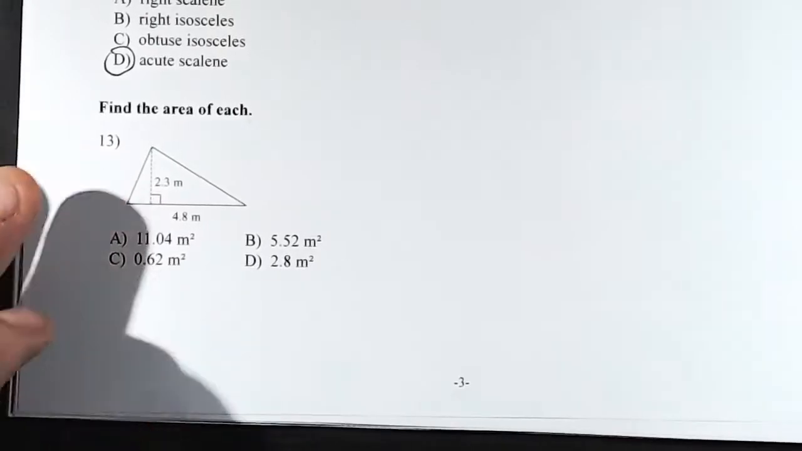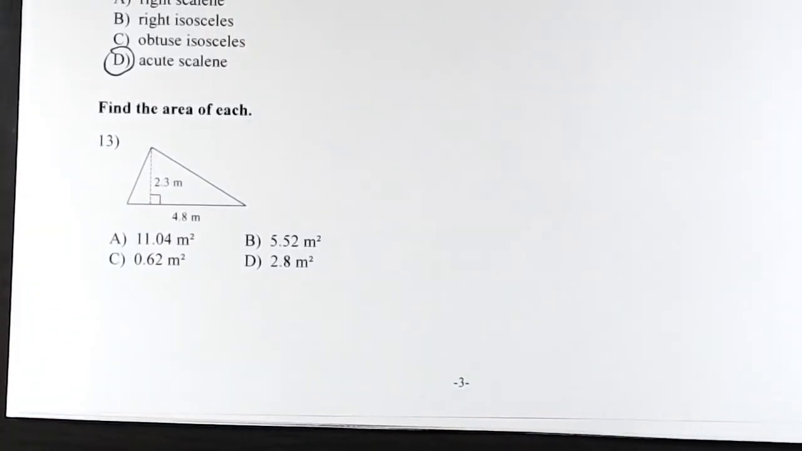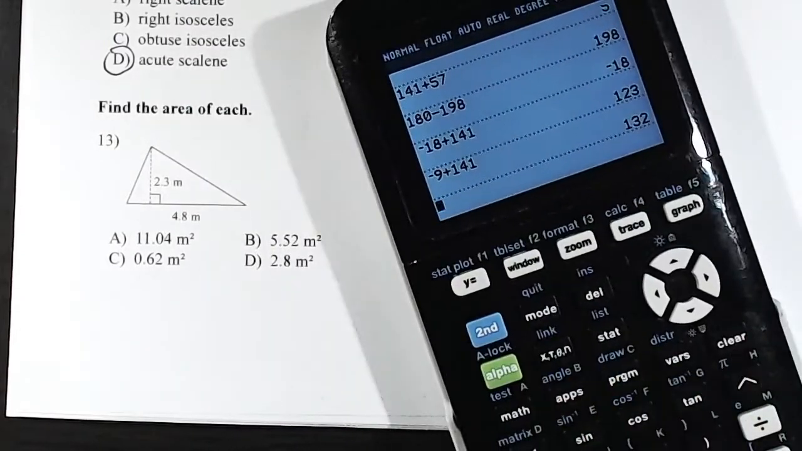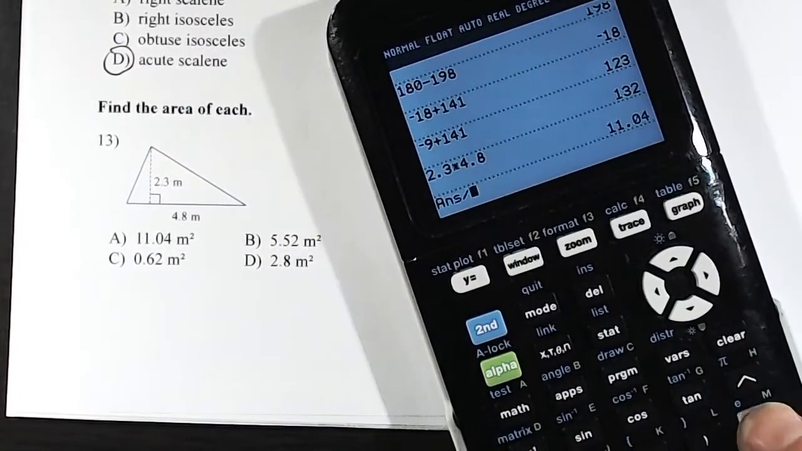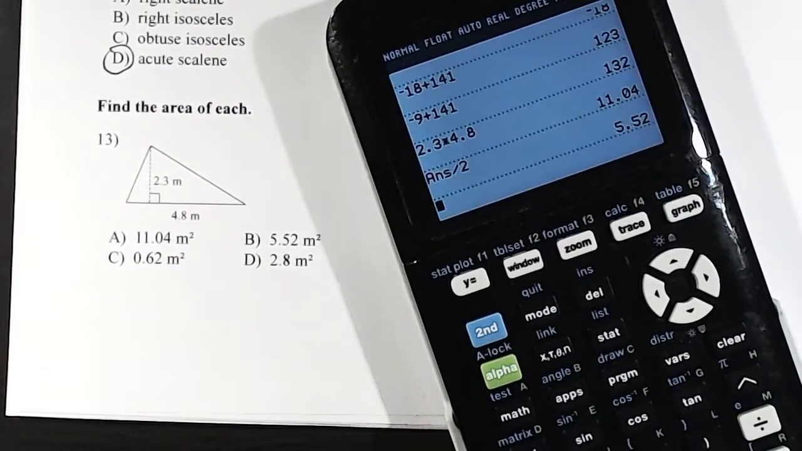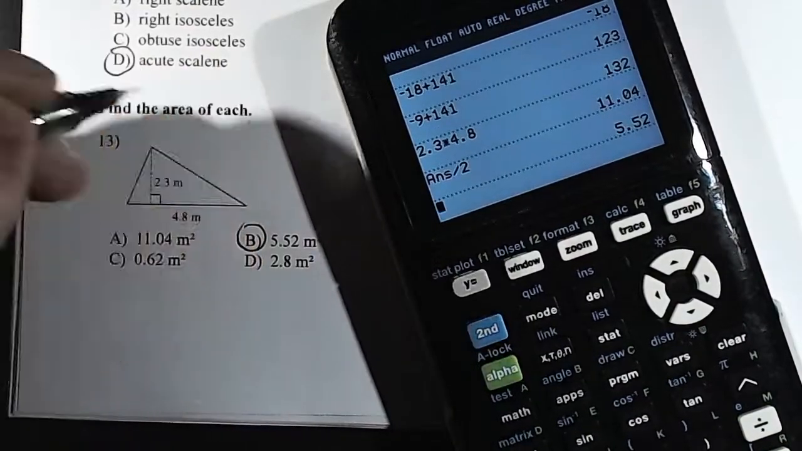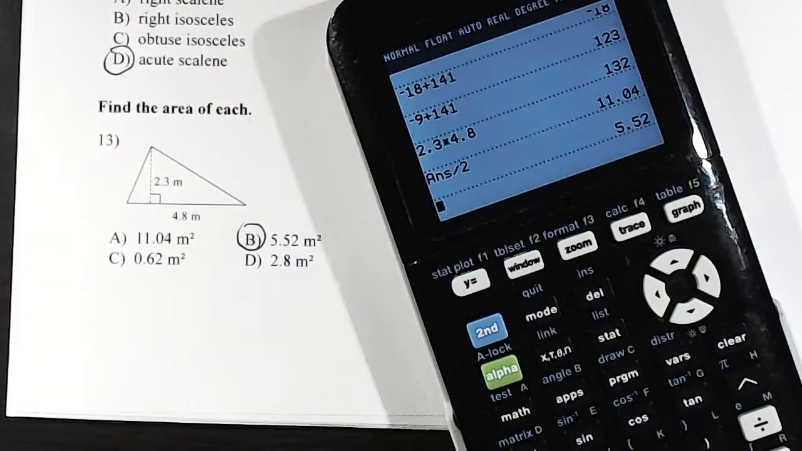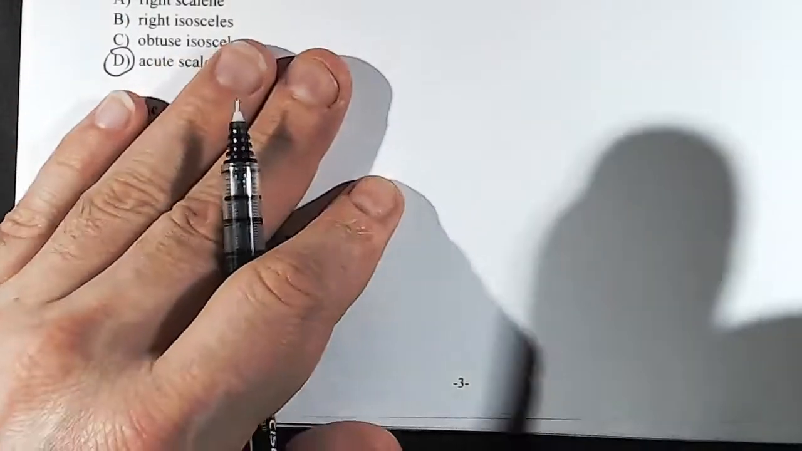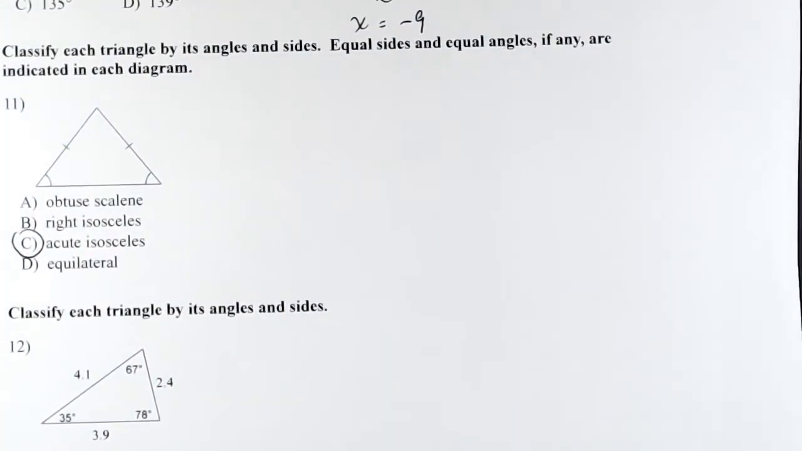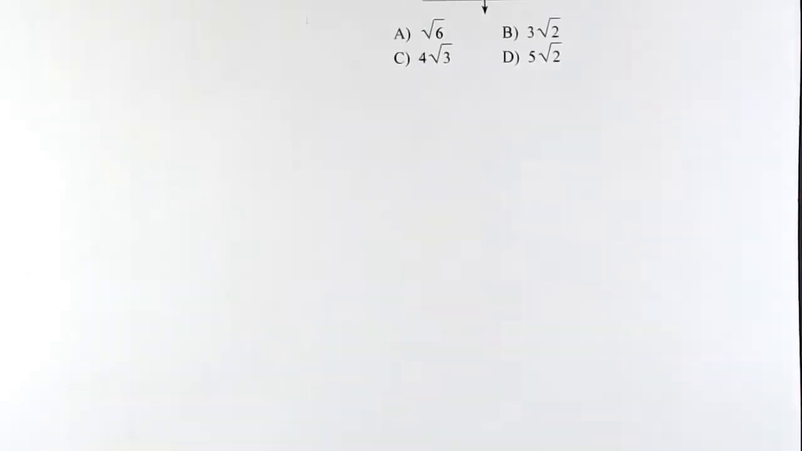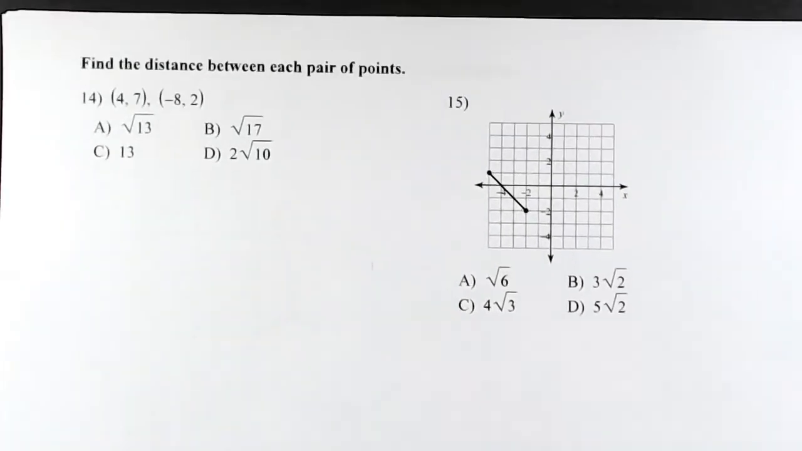Find the area. Okay, so we're just trying to find the area of a triangle here. Base times height divided by 2 looks pretty good to me. 5.52 meters squared. Number 13. Moving on to number 14.